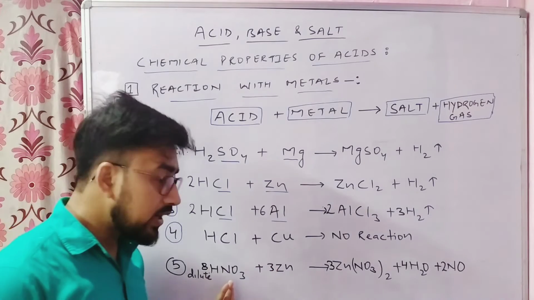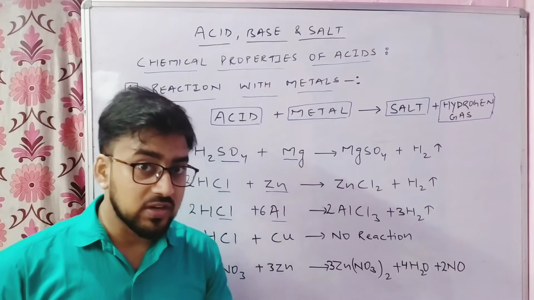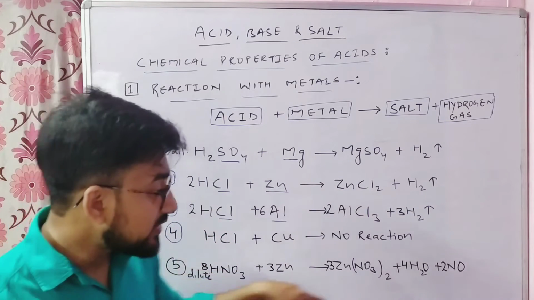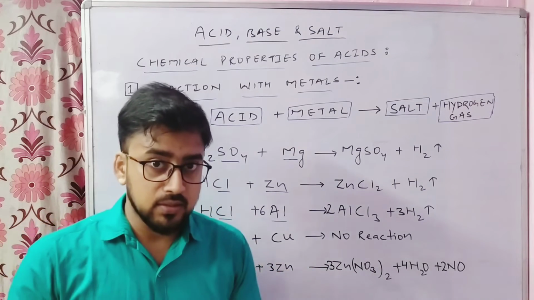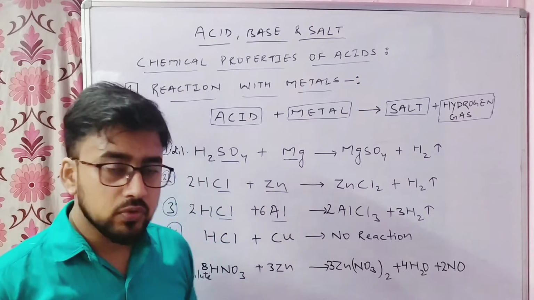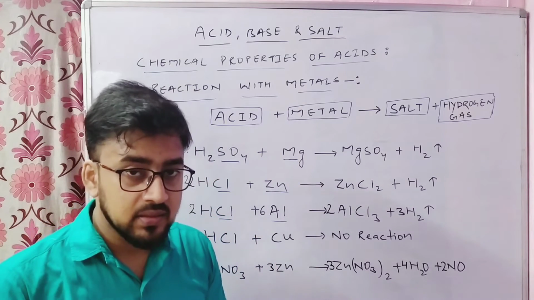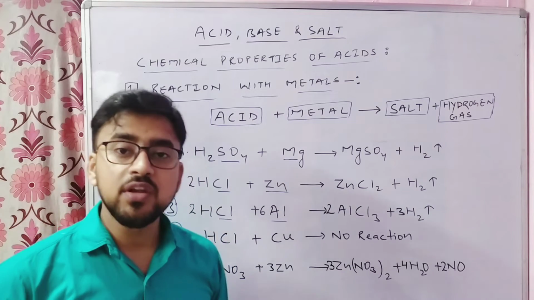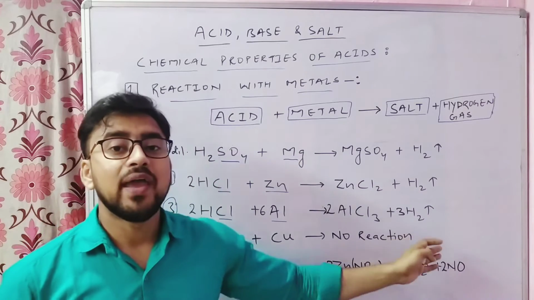Look here. Nitric acid is a strong oxidizing agent. You should note it down. Nitric acid is a strong oxidizing agent, so it will oxidize the hydrogen, H2, in the form of H2O. It will oxidize H2 to H2O and itself get reduced to NO.